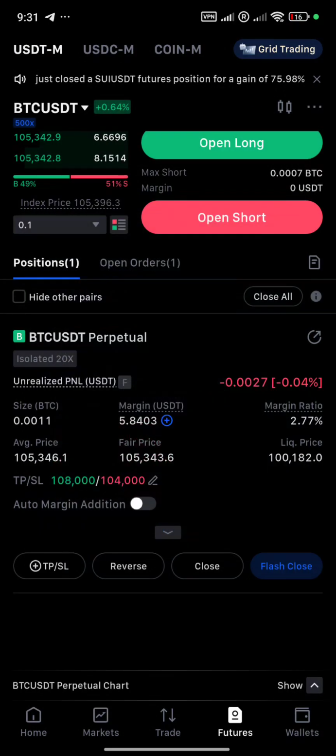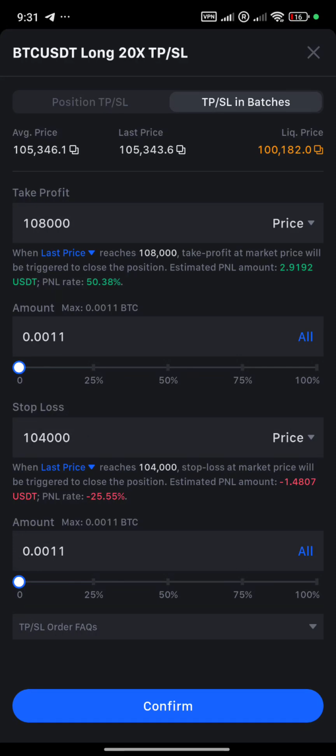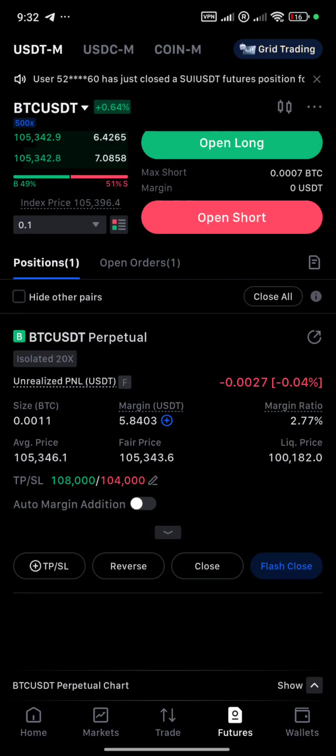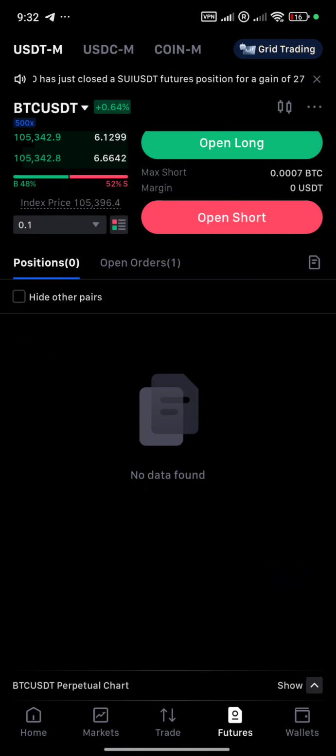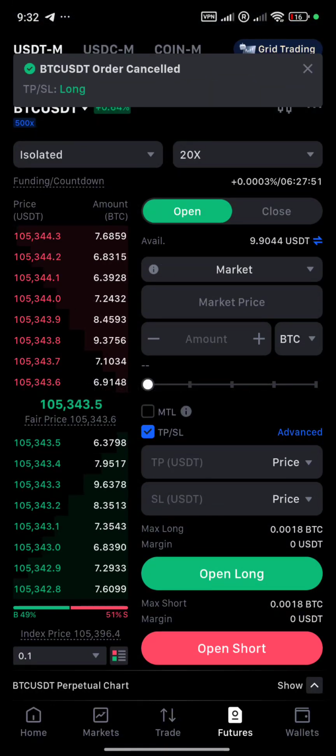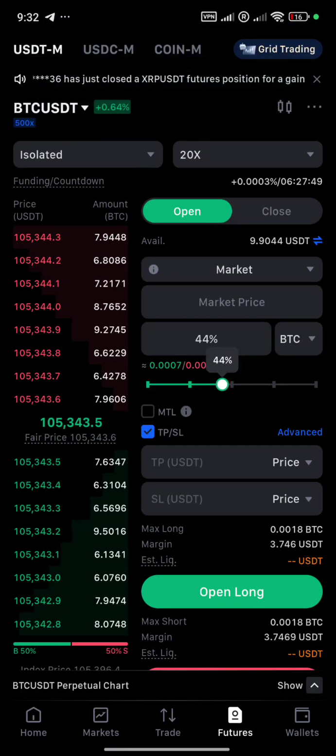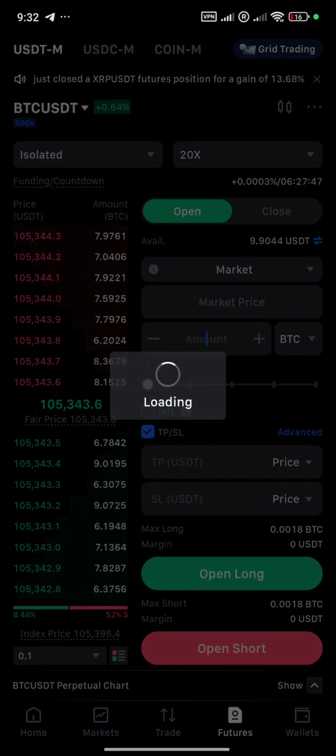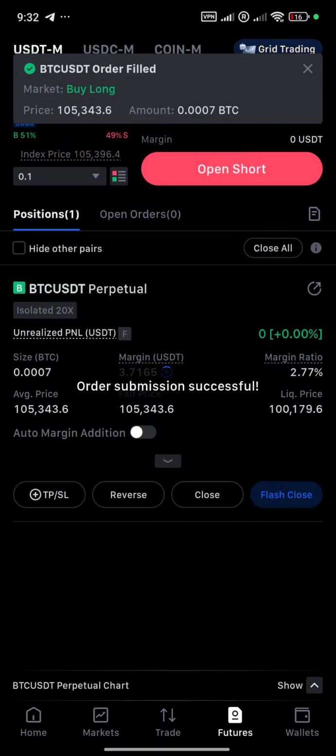So let me remove this take profit and stop loss that I set here so that I can show you how to set it. Or let me just open a trade without closing anything, so that I can show you a perfect example. So I open a new trade. Let me have a trade running. So now I have a trade running.